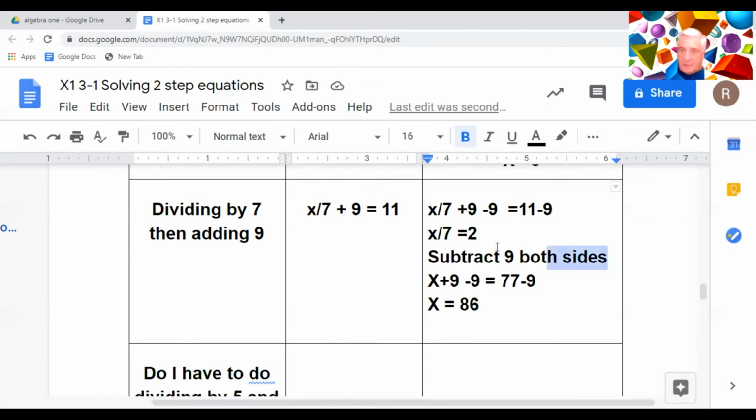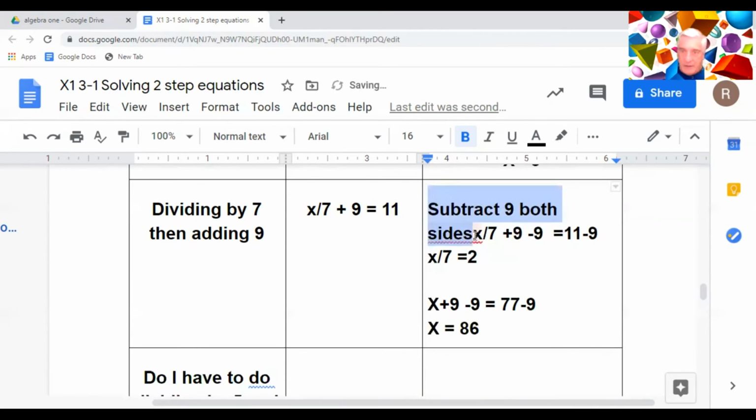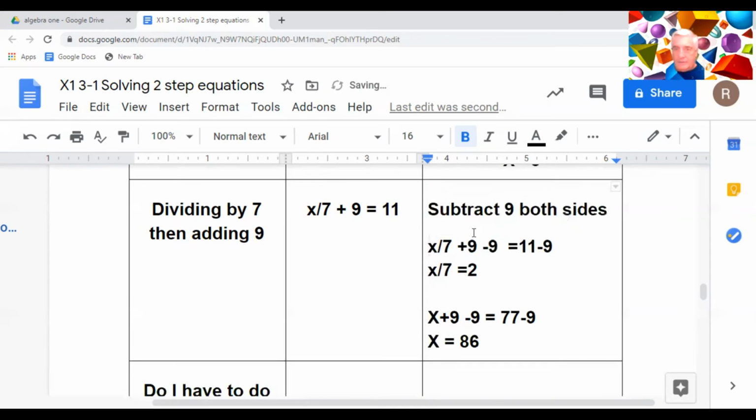So we subtract 9 from both sides. That's what we did up here. Let me just move that up there. We subtract 9 from both sides. Then we got that. Now, we need to figure out how to get rid of divide by 7. So let's multiply by 7. One side or both, we want both.